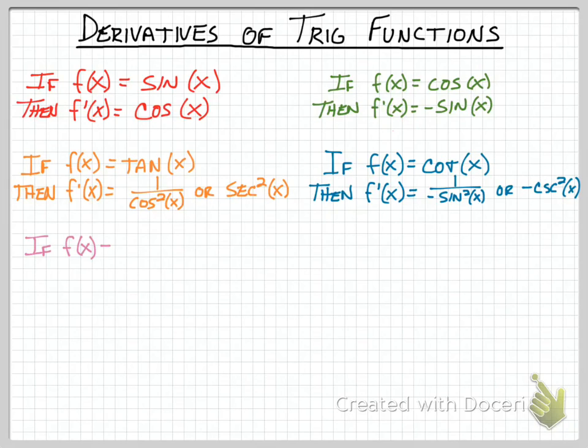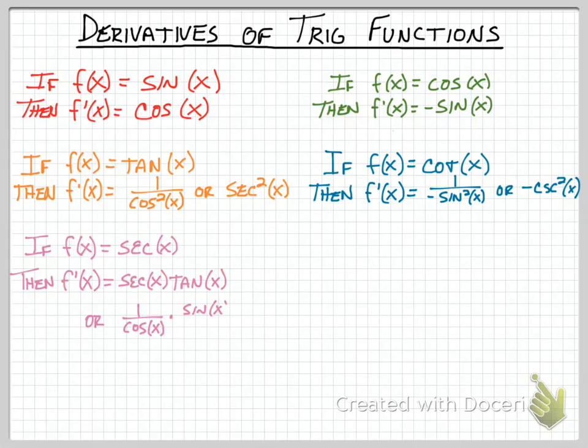If our function is secant of x, then the derivative is going to be secant x times tangent x. Now we can do a little rewriting using fractions: this is 1 over cosine x times sine x over cosine x, and if we simplify that further, we have sine x over cosine squared x. So you could use secant x tangent x, or sine x over cosine squared x, either one.